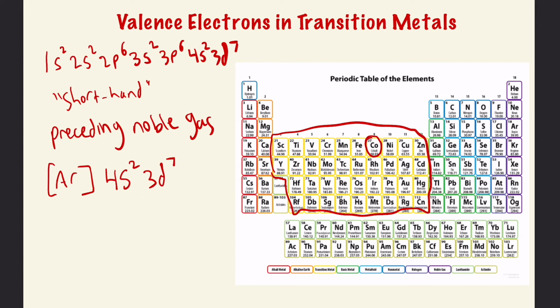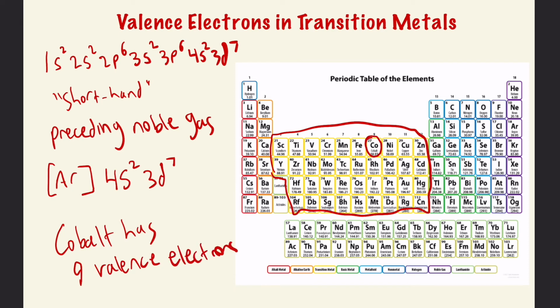And these remaining electrons, these 2 electrons in the s orbital and these 7 electrons in the d orbital, are after the preceding noble gas. So they're after the very stable noble gas. So these 9 electrons are considered valence electrons because they're in the outer shell. They're after the preceding noble gas. So therefore, cobalt has 9 valence electrons.